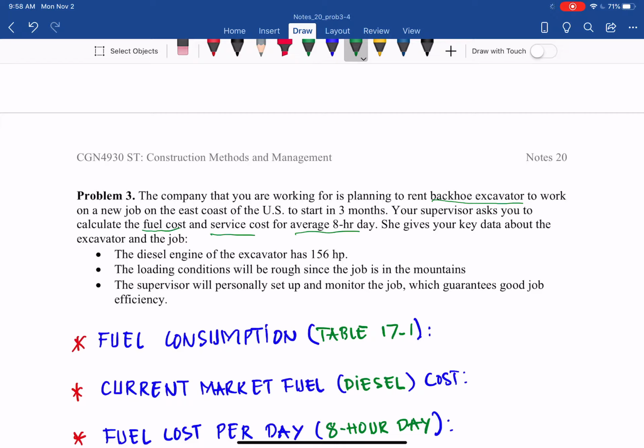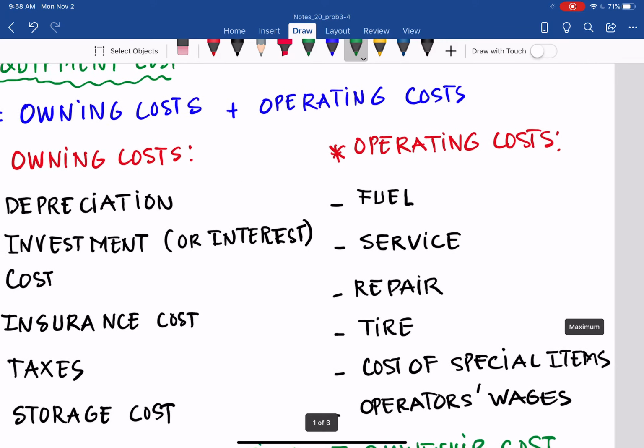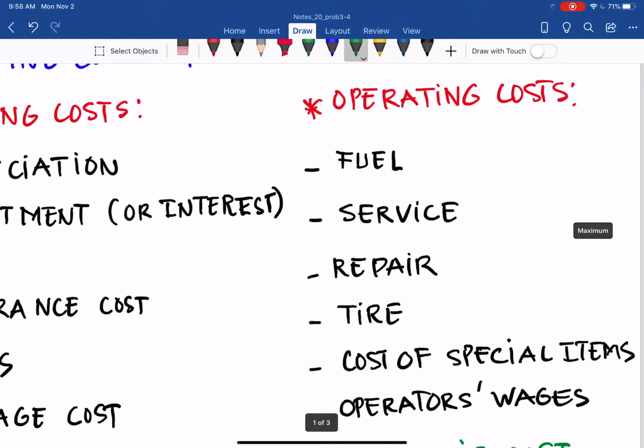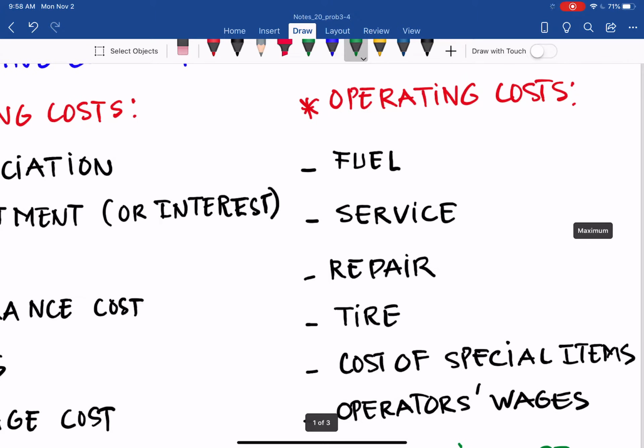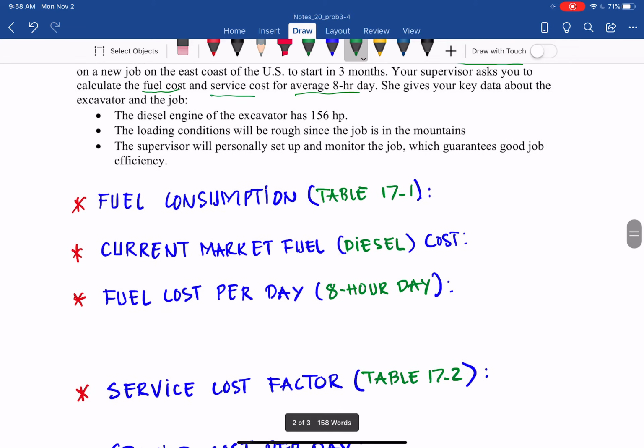So basically, this problem asks you for fuel costs and service costs, and it's all about the operating costs. The first two items on the operating costs in problem 3 are the fuel and service. So let's start here.